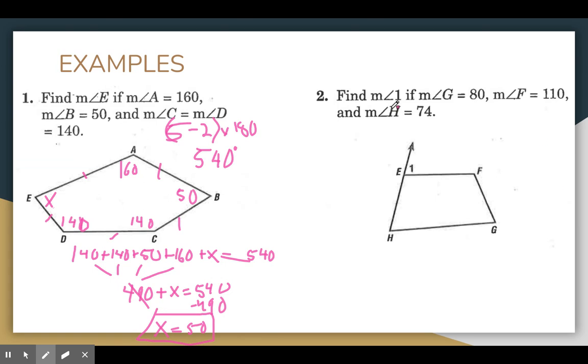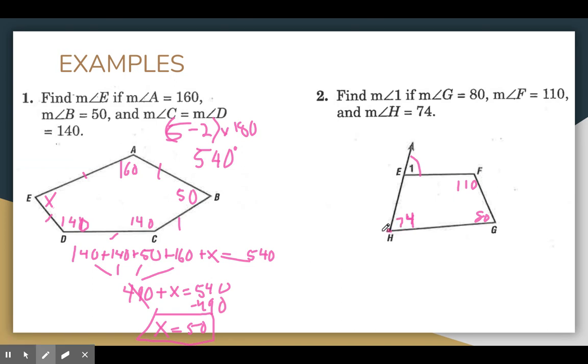Okay, over here, find the measure of angle 1 if the measure of angle G is 80, the measure of angle F is 110, and the measure of angle H is 74. Okay, so there are 2 different ways you could go about finding this. If we're looking for angle 1, right, that means it's an exterior angle. So there are different ways that we could do this.